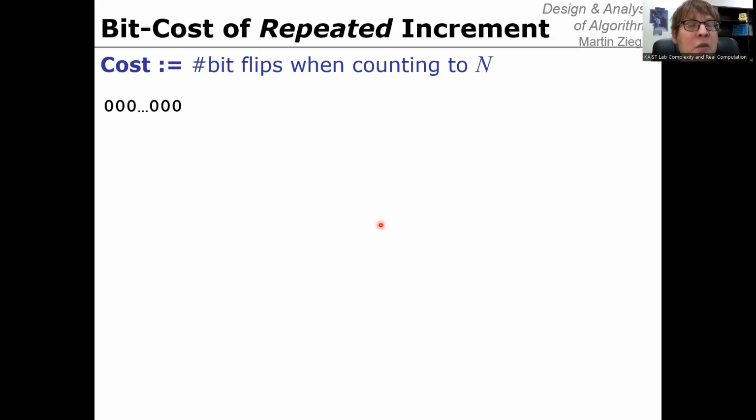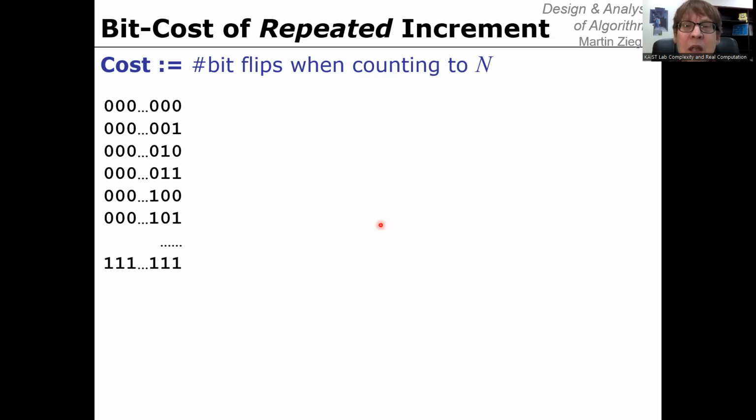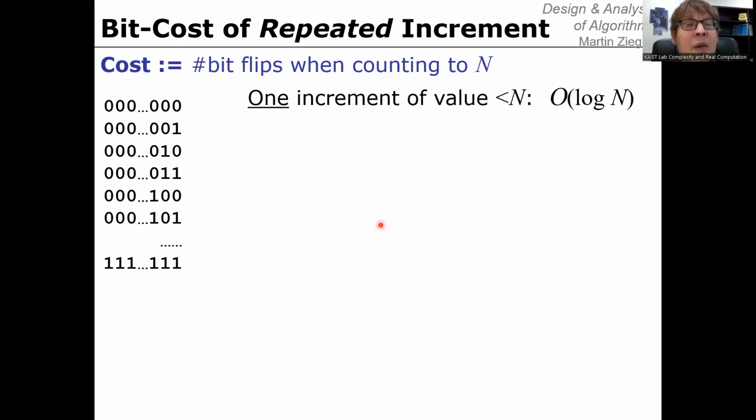So to remind you, now we start with counter value 0 and we increment repeatedly. And we've already analyzed the cost of a typical increment, and mathematically both amount to the same quantity, but their meaning is now a different one. So in the worst case, one increment of a value up to n can have almost all bits flip.